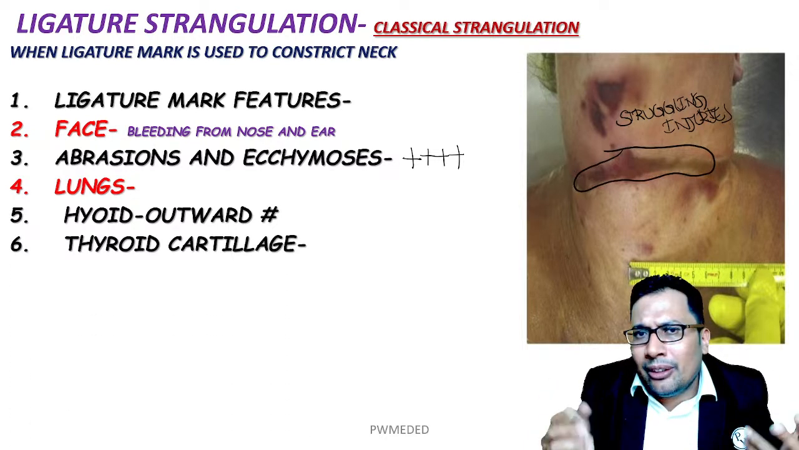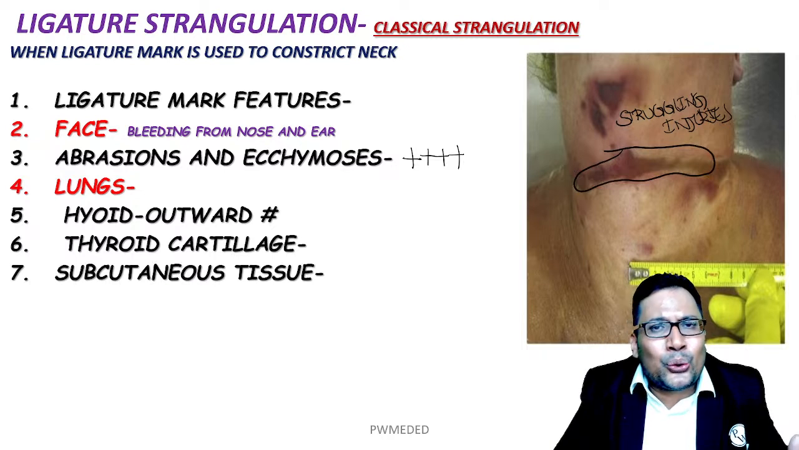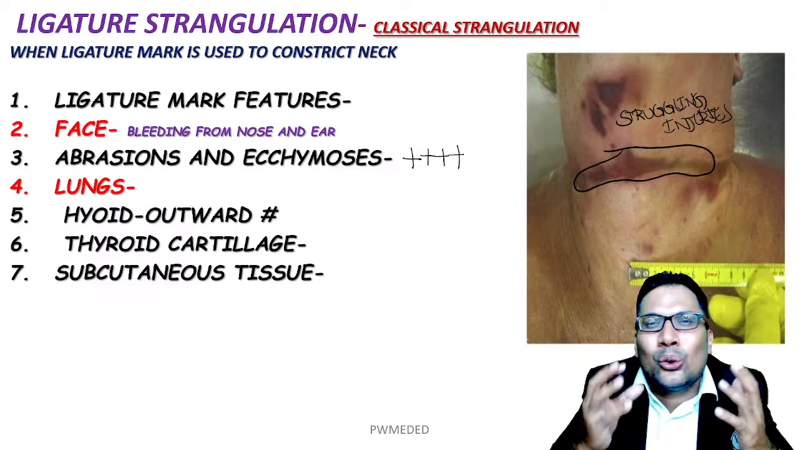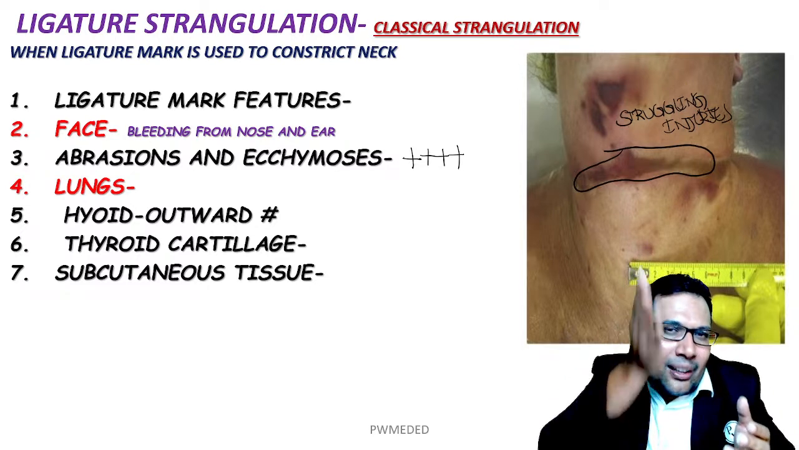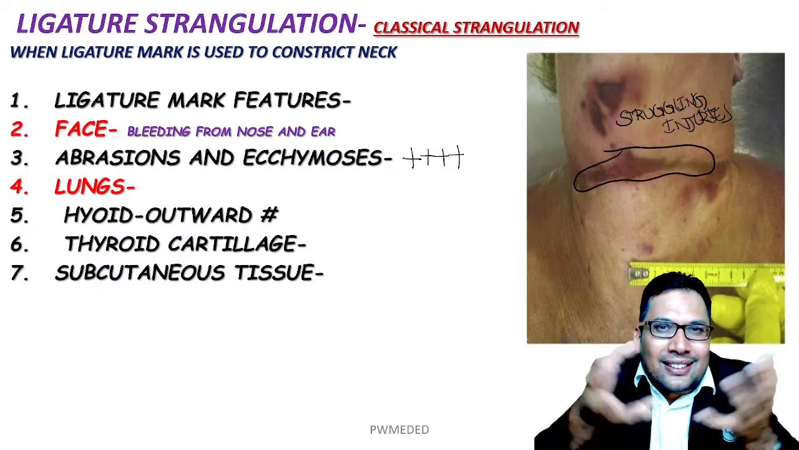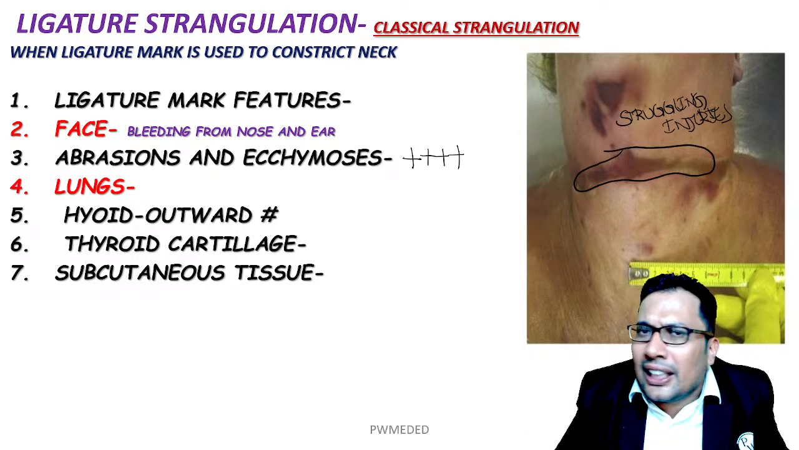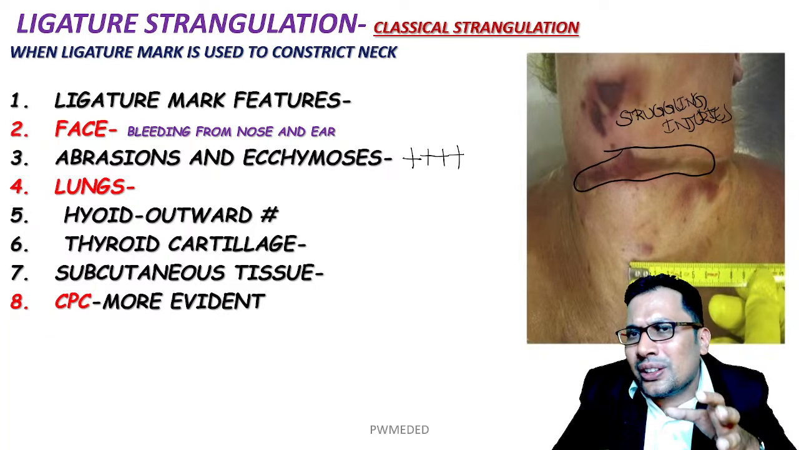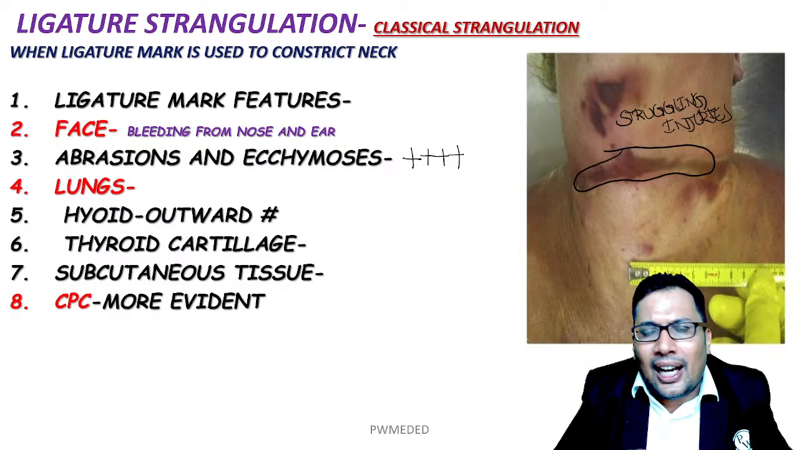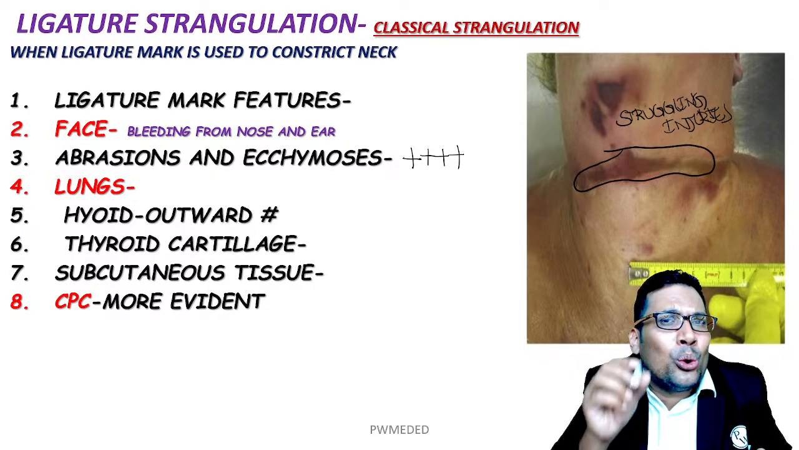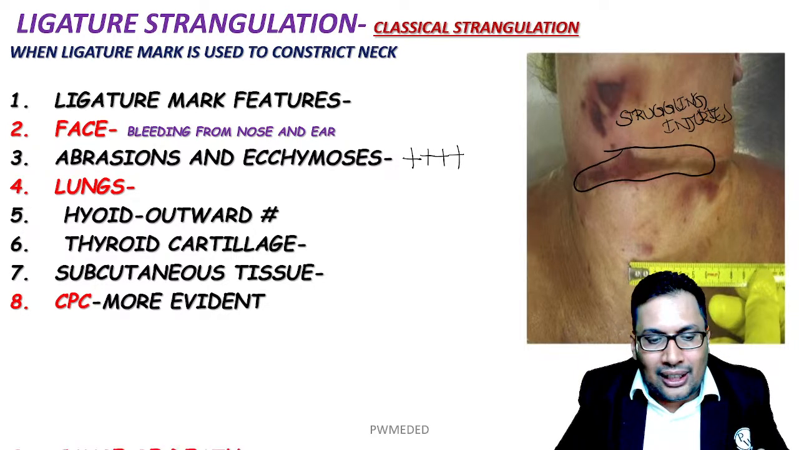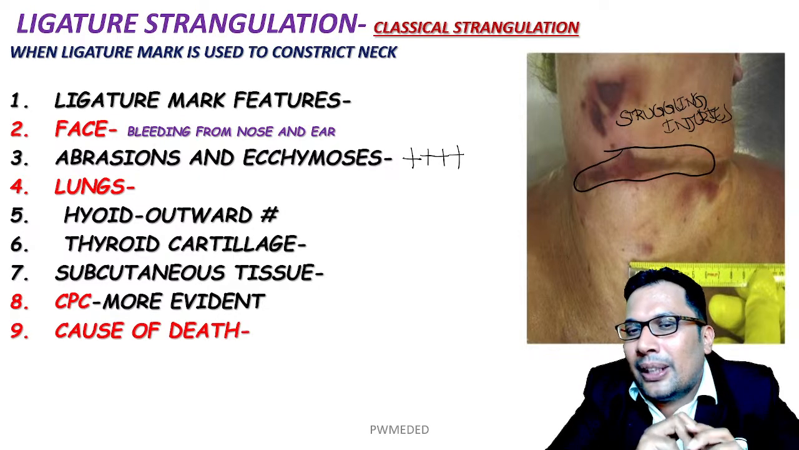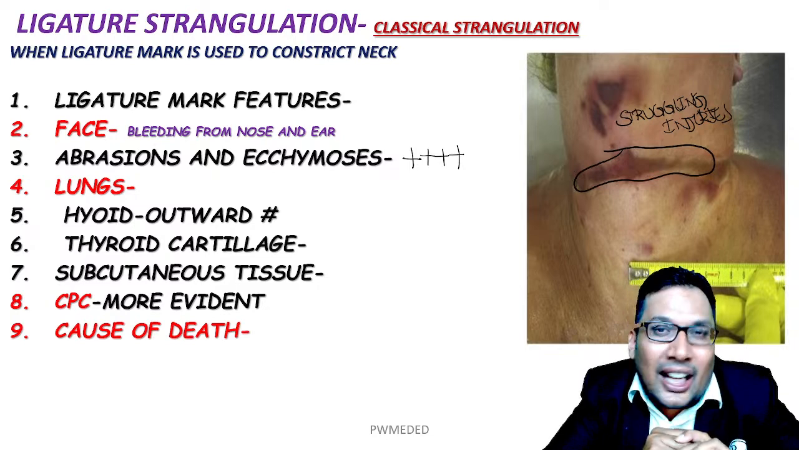Thyroid cartilage, there can be fracture. Subcutaneous tissue shows soft reddish hemorrhages, which are very common around the neck. When you open the cut section at the midline, you will see a lot of hemorrhages in case of ligature strangulation. CPC, we discussed in our classes: cyanosis, petechial hemorrhages, and congestion that is more evident. And lastly, the cause of death is asphyxia. Asphyxia is the cause of death in case of ligature strangulation.